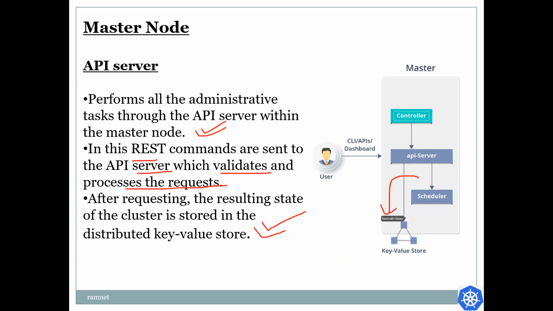So the API server, which takes all the API commands, performs all the administrative tasks within the master node. REST commands are sent to the API server, which validates and processes the requests. After requesting, the resulting state of the cluster is stored in the distributed key value store.